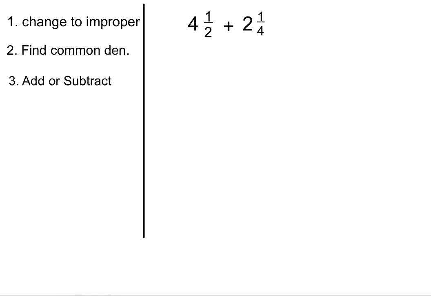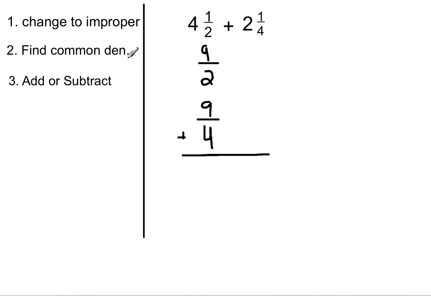Now I like to write mine vertically, but first I need to change them to improper. So 4 times 2 is 8, plus 1 is 9 over 2. 2 times 4 is 8, plus 1 is 9 over 4. This way I can make my equivalent fractions.